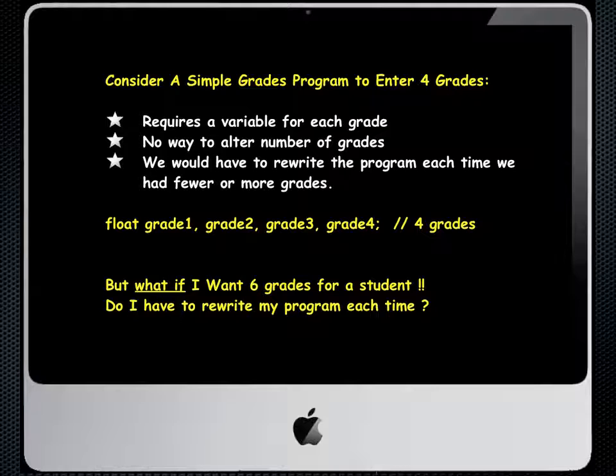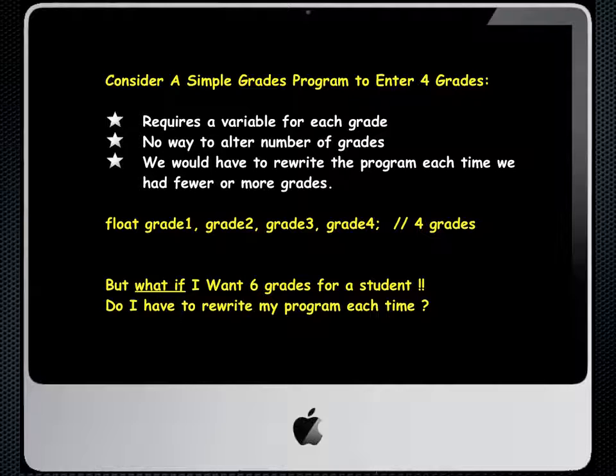Now that's because we would have a line of code in our program that would look something like this: float grade1, grade2, grade3, and grade4. Again, if we wanted 3 grades or if we wanted 6 grades, we would actually have to come back to the program, open it, place in more variables, and change everything so that we could make it work for a different number of grades.